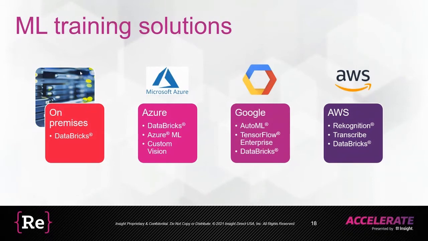But in addition to that, there's Azure ML on the Azure side, Custom Vision. Google has AutoML and TensorFlow Enterprise. And then AWS has Rekognition and Transcribe as some of their offerings that provide training in the cloud.